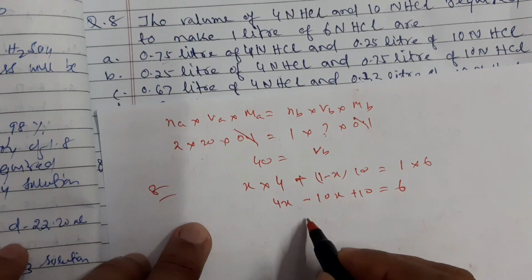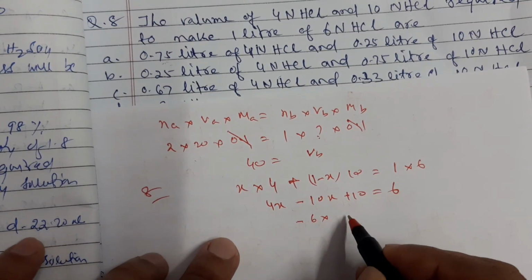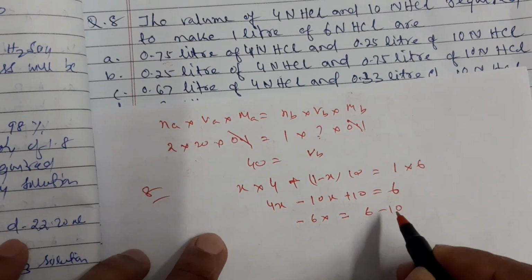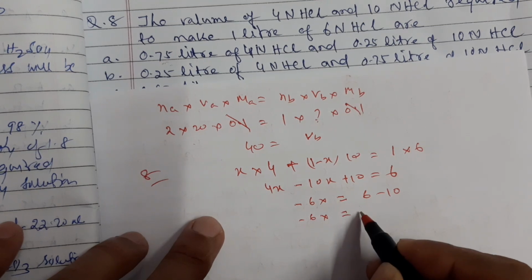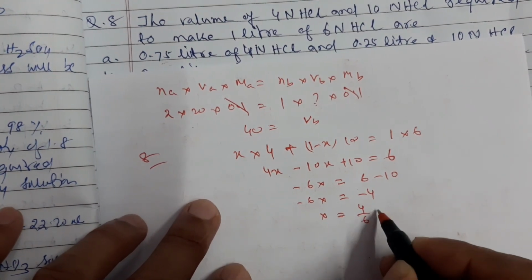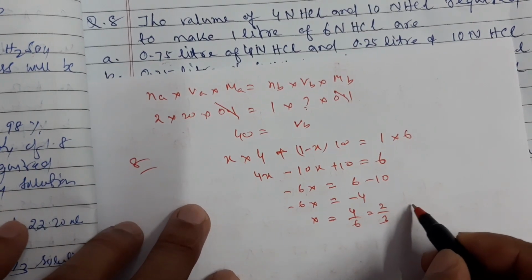Okay, so minus 6x is equal to 6 minus 10. So minus 6x is equal to minus 4. So x is equal to 4 by 6, that is 2 by 3. So 2 by 3 is how much?